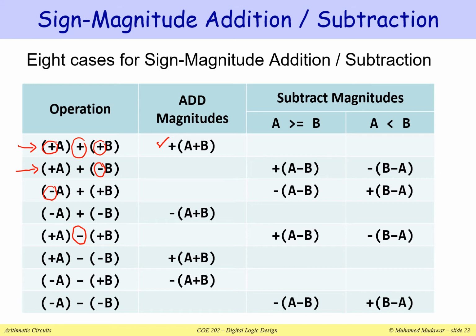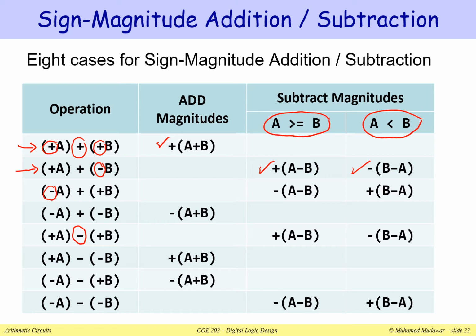And in this case, we have even two different cases because A can be greater than or equal to B, or A can be less than B. So we have two cases to consider. If A is greater than or equal to B, we have to compute A minus B, and we can say that the sign is positive. And if A is less than B, then we have to compute B minus A, and we can say that the sign is negative. So you can see that this complicates the implementation because we have to compare the magnitude of A with the magnitude of B.